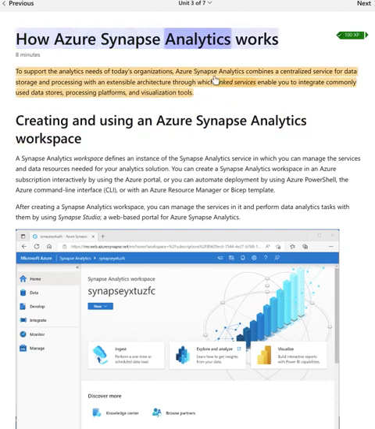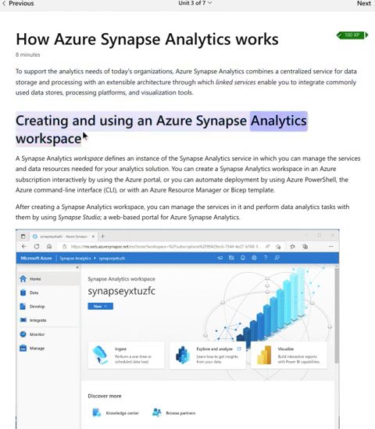How Azure Synapse Analytics works. Completed 100 XP. 8 minutes. To support the analytics needs of today's organizations, Azure Synapse Analytics combines a centralized service for data storage and processing with an extensible architecture through which linked services enable you to integrate commonly used data stores, processing platforms, and visualization tools. Creating and using an Azure Synapse Analytics workspace. A Synapse Analytics workspace defines an instance of the Synapse Analytics service in which you can manage the services and data resources needed for your analytics solution.